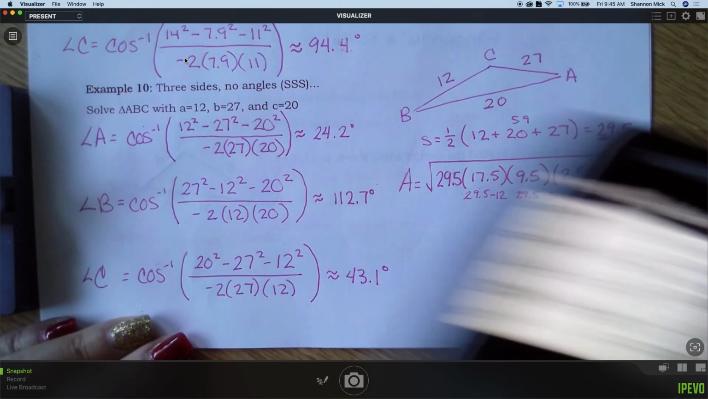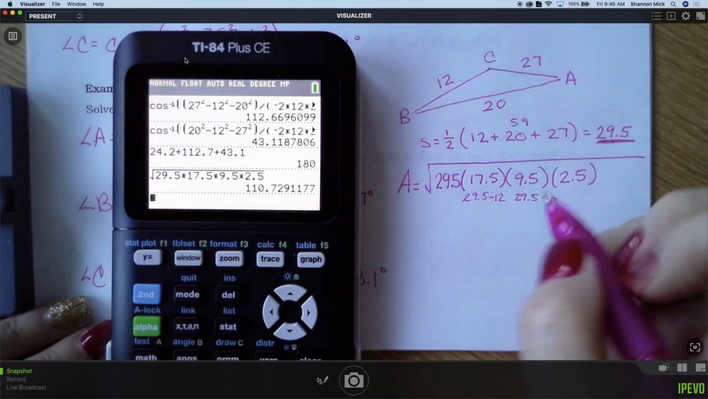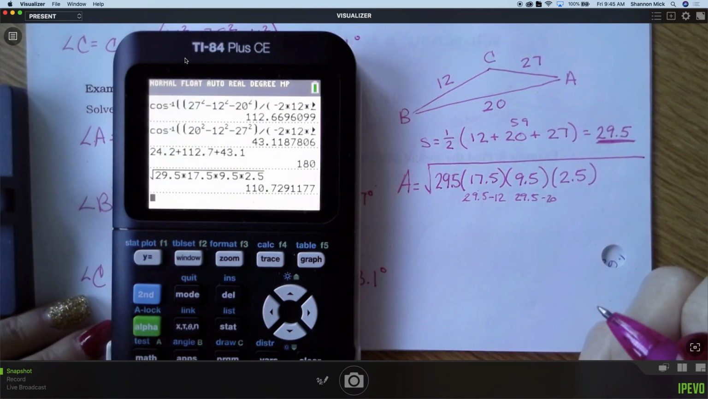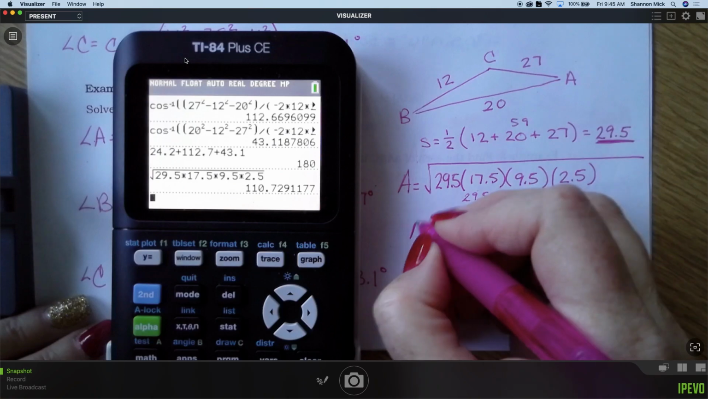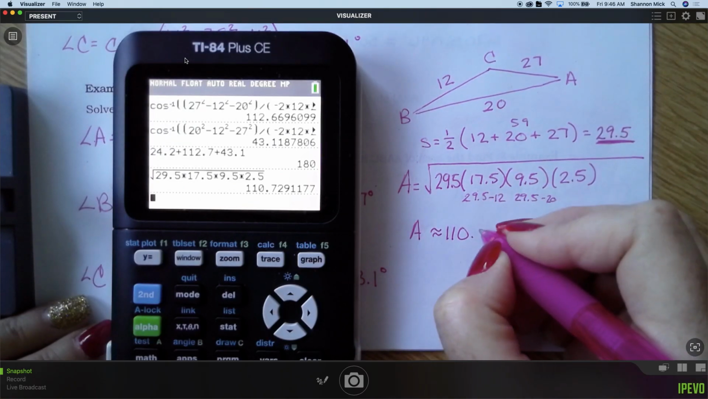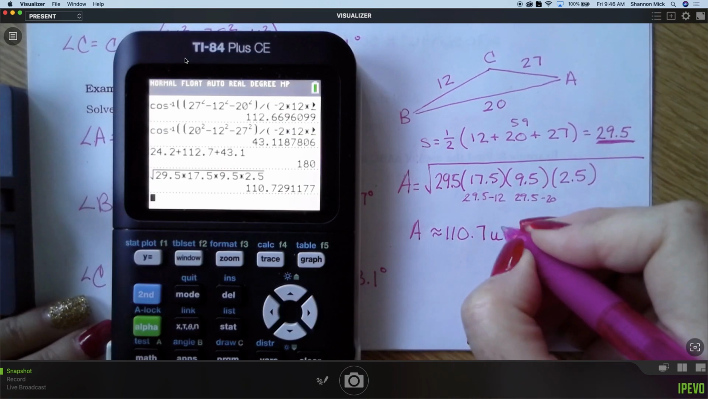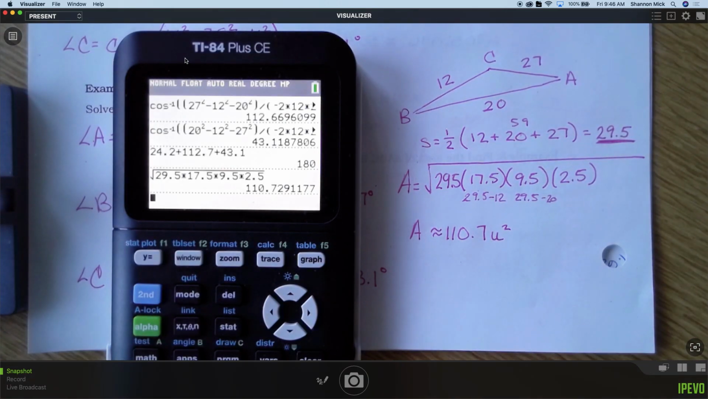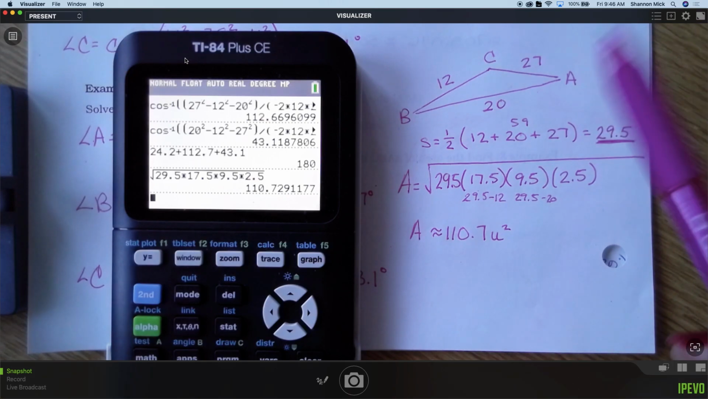Okay. I got approximately 110.7. How about you guys? I have a question. Yes. So I got that same answer, but I used one of the angles we found. Nope. Because my rule is, I got the same answer. I didn't say you wouldn't get the same answer. Okay, but what's the rule?